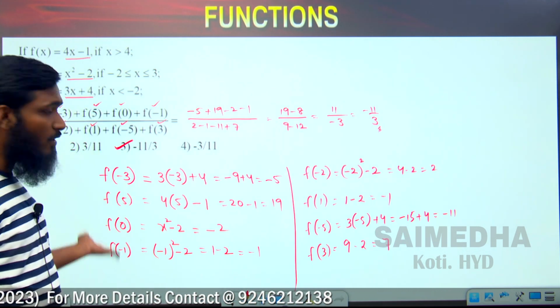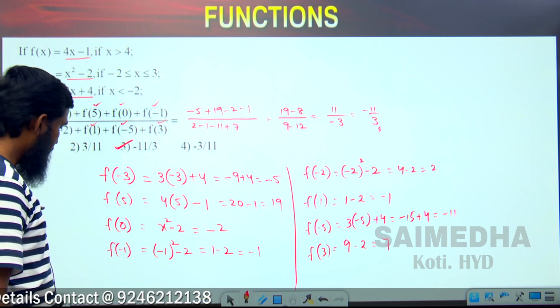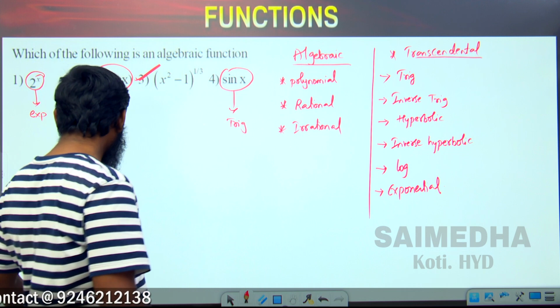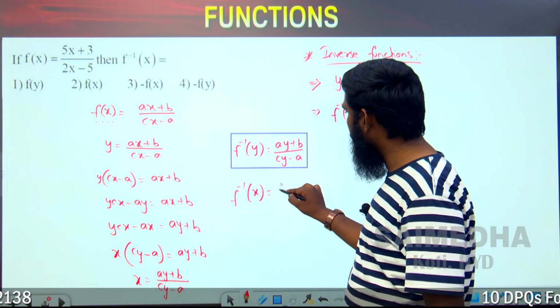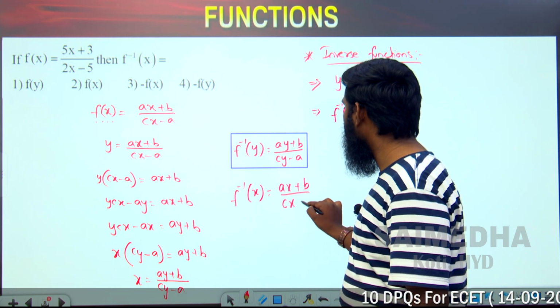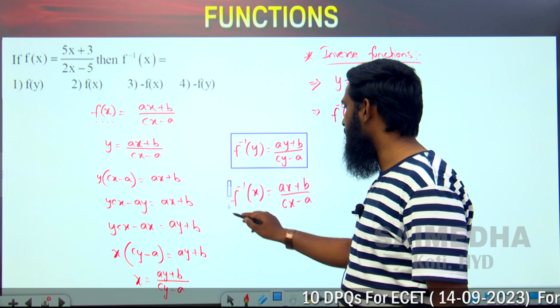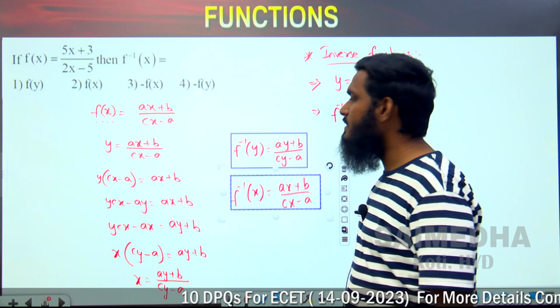In the place of x we are writing all these numbers now. In the place of x we are writing minus 3. In the place of x we are writing 5. Similarly over here also, in the place of y we are writing x. In the place of y we are writing x means this part will become what? Ax plus b divided by cx minus a. Okay, so this answer we are getting over here.